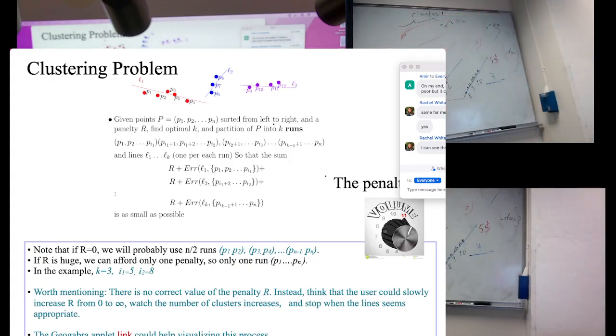Because I paid for 3 clusters. I paid 3 times R, plus all the error here, all the error here, all the error here. And in this example, it's probably better than any other clustering that I'll do.